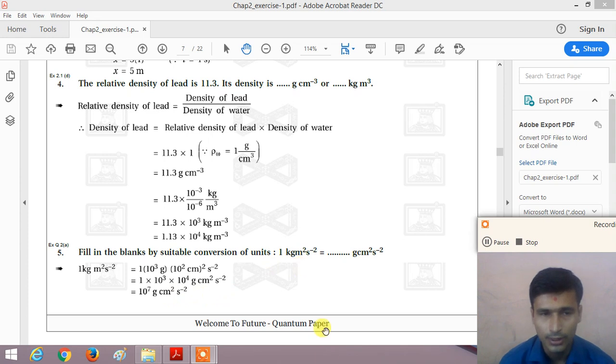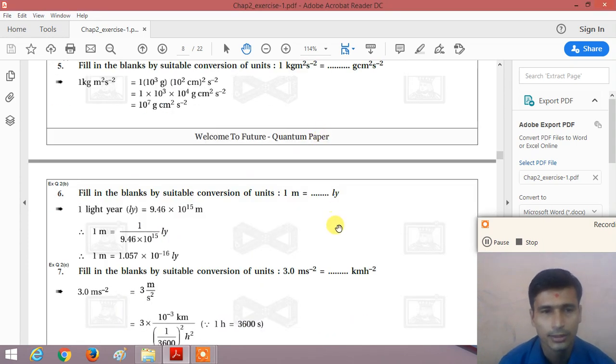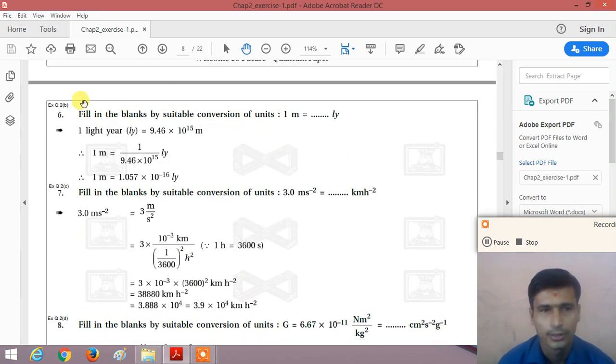Understand? Now question number 2b. Fill in the blank by a suitable conversion of the unit. 1 meter is equal to blank light year. Dear student, here you know that 1 light year is equal to how many meter? 1 light year is equal to 9.46 into 10 raised to 15 meter.